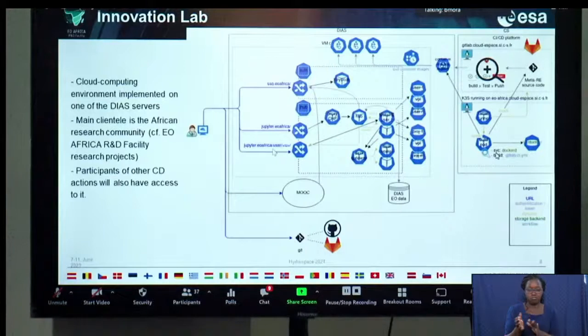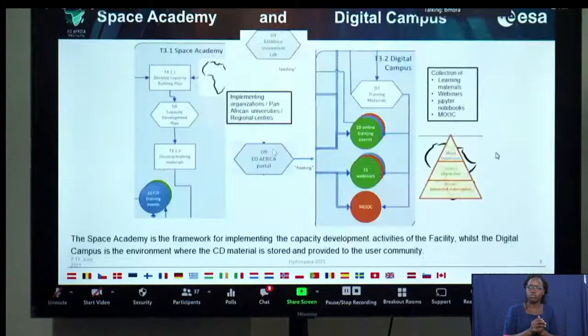So here is a complex slide. I will not go into the details. This is about the innovation lab, the cloud computing environment, and my colleague Serkan Ringring from University of Twente will have a dedicated presentation later on today. So I will pass this slide. This brings an overview of what people will be able to access and use, both in terms of tools and datasets.